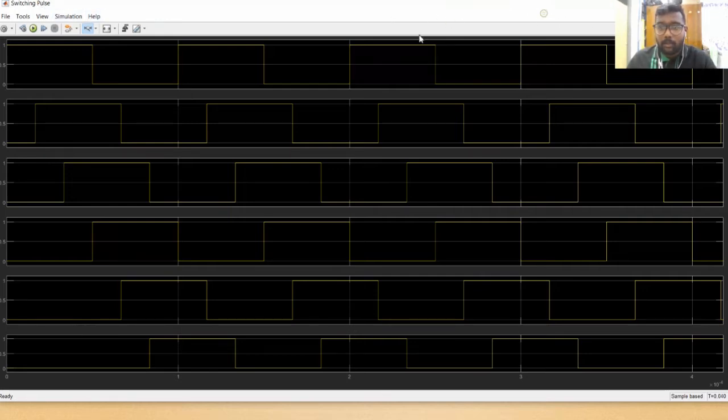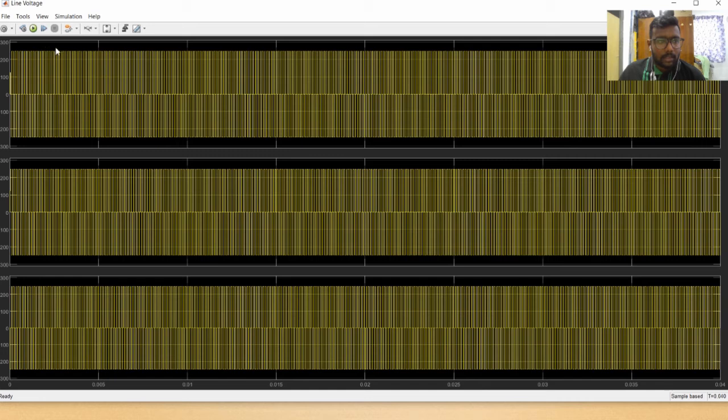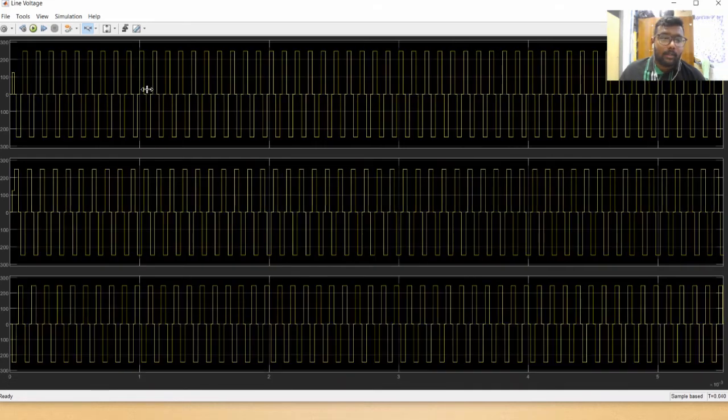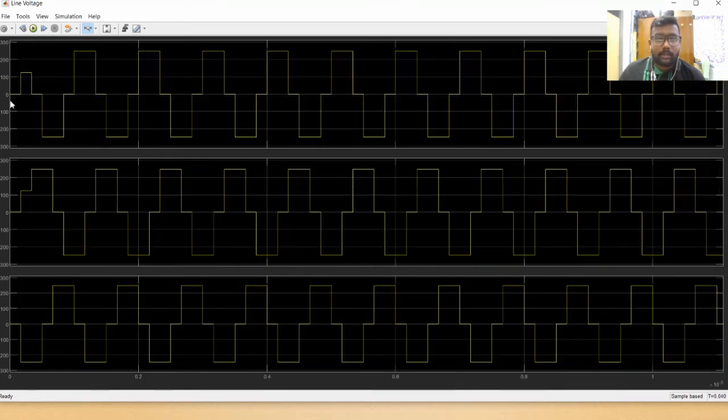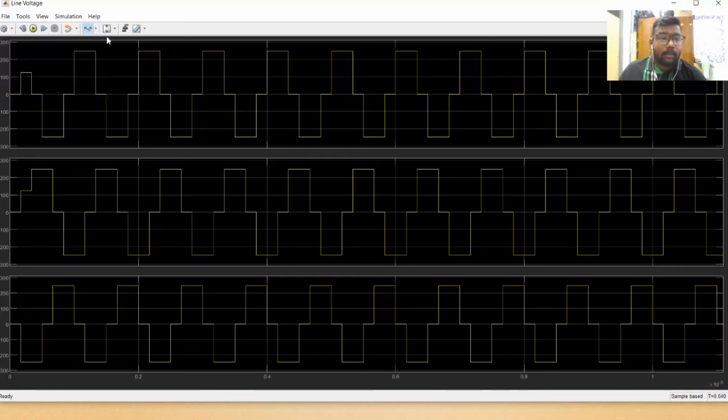Let's look into the line voltage and phase voltage graphs. This is the line voltage graph that we produced for this 180 degree conduction mode. As you can see, these are the line voltage graphs, and this is the peak voltage. Let's look at the value of the peak voltage.